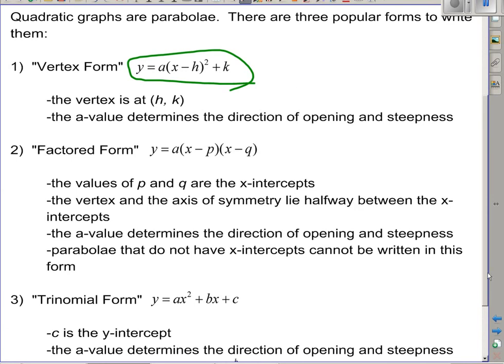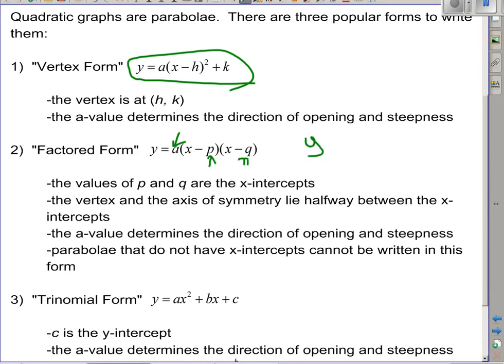Factored form. Factored form is pretty similar in terms of what the a value does. It tells you the direction of opening and the steepness. If the a value is positive, your parabola is going to open upwards like this. If it's negative, it'll open down. The higher the absolute value of a, the steeper it will be, either up or down. And the lower the absolute value of a, the more fat, or less steep, it's going to be. The vertex and axis of symmetry lie halfway in between the x-intercepts, and the x-intercepts are given here as p and q.